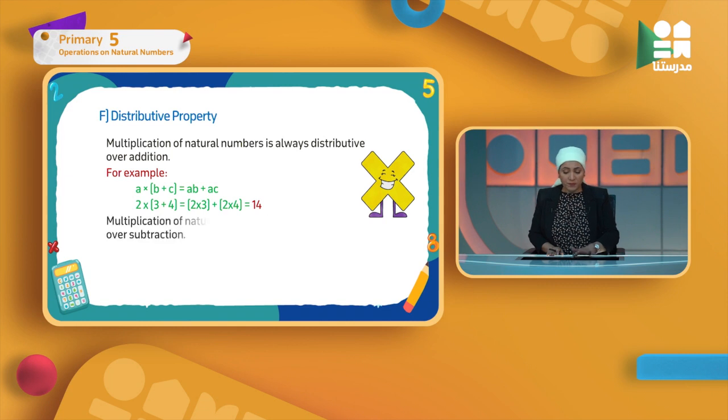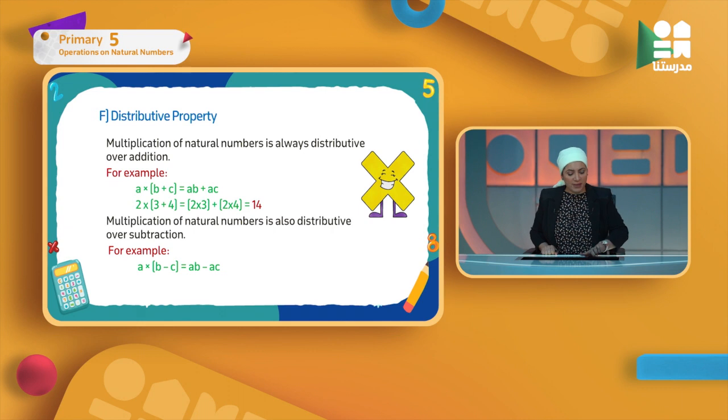يبقى then here multiplication of natural numbers is also distributive over addition in natural numbers. And this also can happen with subtraction. يعني إيه؟ يعني لو كان B minus C مش B plus C between brackets, I can also distribute the numbers on each other. So here, for example, A times between brackets B minus C. المرة دي مش B plus C. Again, I can do the same. A times B minus A times C.